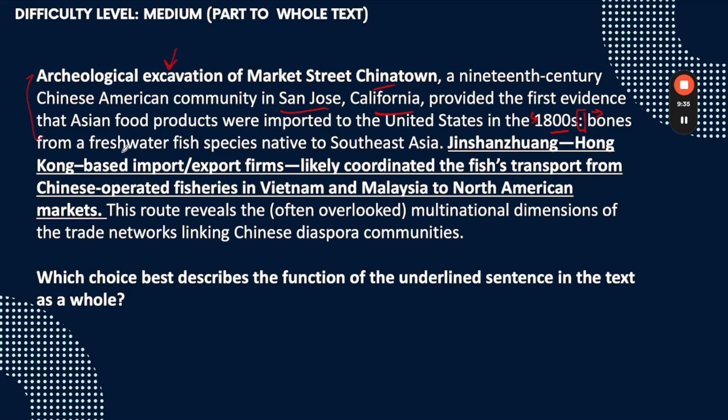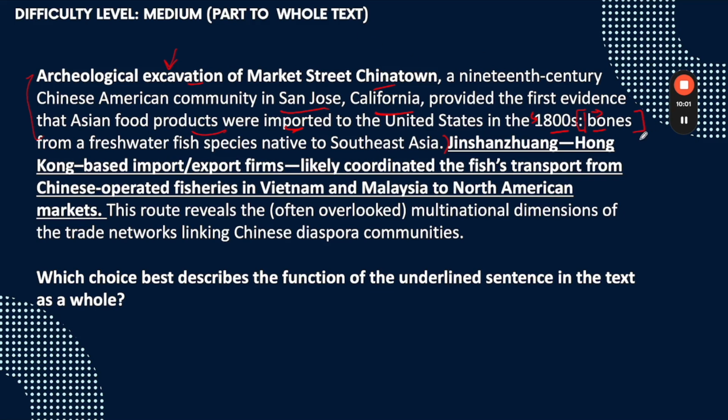Let's read ahead. Bones from a freshwater fish species native to Southeast Asia. Now this is basically that gives us the first evidence of these imports. Again, let's just take away the main aspect from the sentence. It's simply telling me that the excavation gave us the first evidence of the Asian food products being imported to the US in the 1800s.